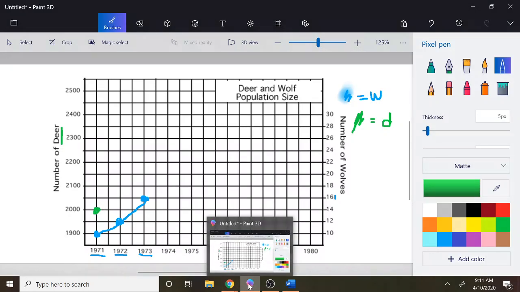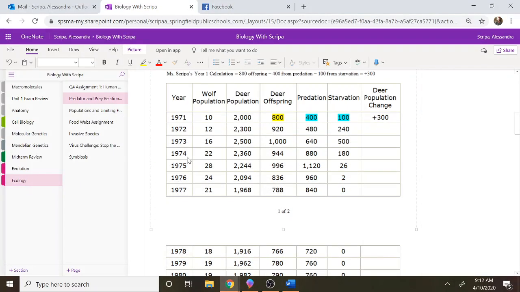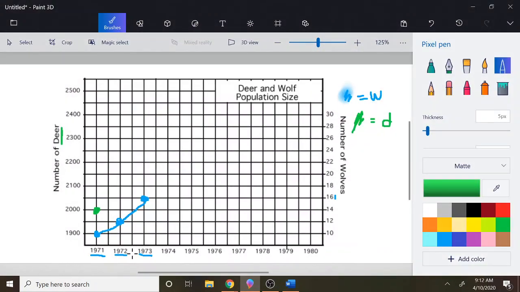We're going to take a look. We'll do 1972 and 73 for this as well. So 1972, there were 2,300 deer. So let's go back. 1972, there's a big jump, right? 2,300 is all the way up here. So I'm going to make that dot for my deer population.